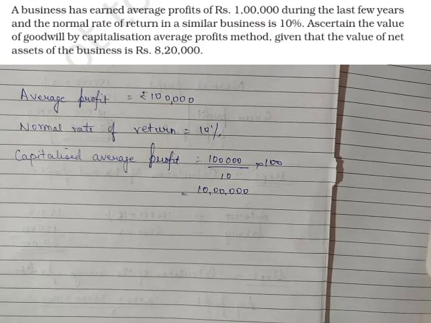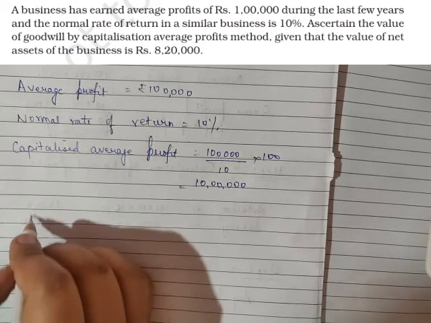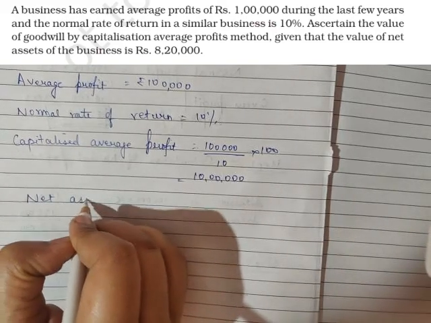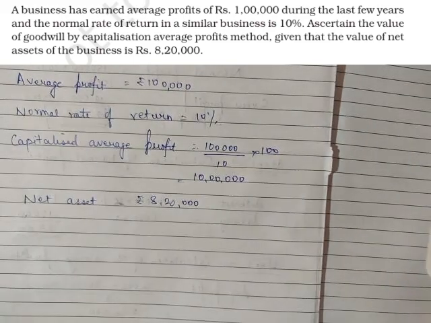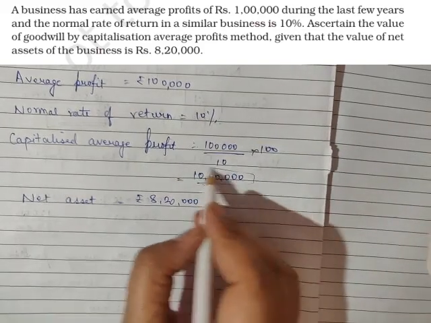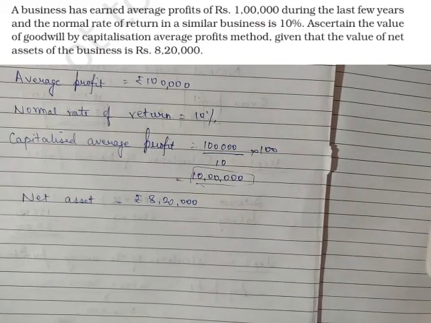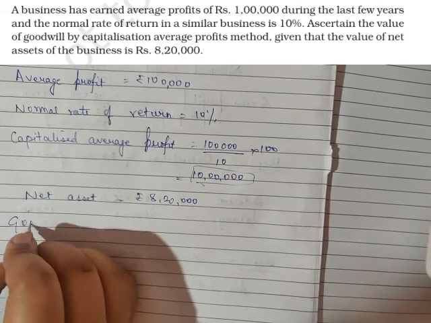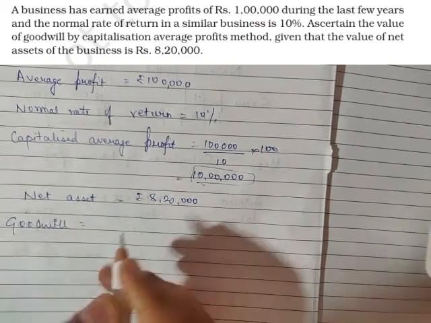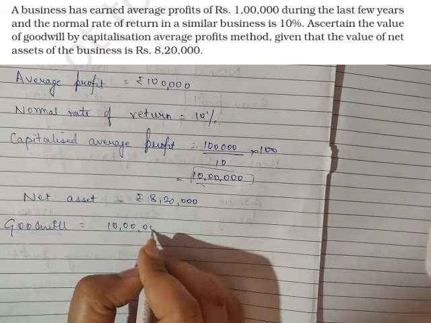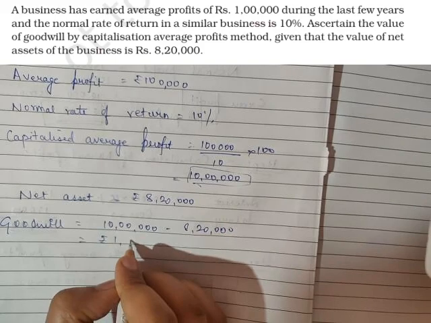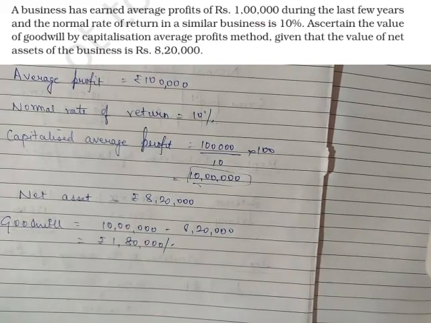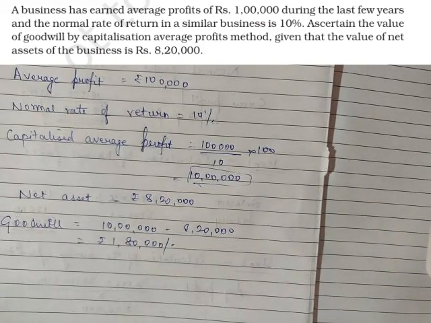But it is given that the net asset of the business is 8,20,000 only. That is, the firm has earned an extra profit. So this capitalized average profit is inclusive of a goodwill amount. The goodwill is then calculated as 10 lakh rupees minus 8,20,000, giving us 1,80,000 rupees. So this is the goodwill of the firm.